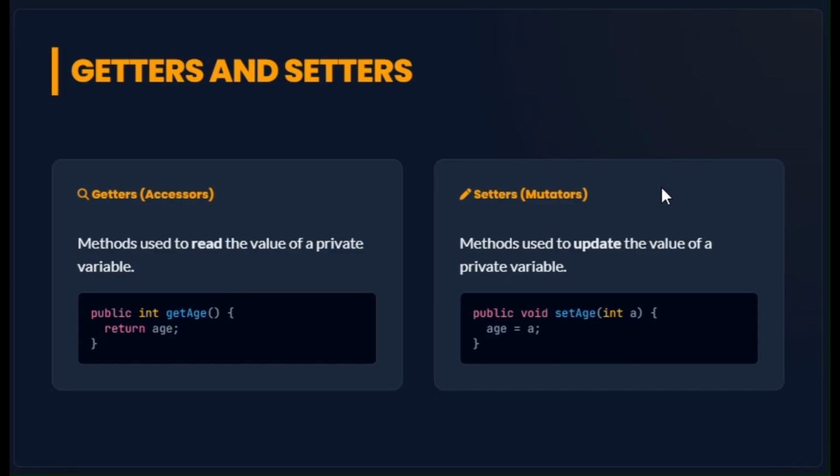Let's look at our windows, the getter and the setter. A getter, also called the accessor, is used to read the value. It usually starts with the word get and returns the variable type. A setter, also called the mutator, is used to update the value. It usually takes a parameter and sets the private field to the new value. Look at the code on the right. setAge, int a, takes an integer and assigns it to the internal age. This is the point where we can add security checks.